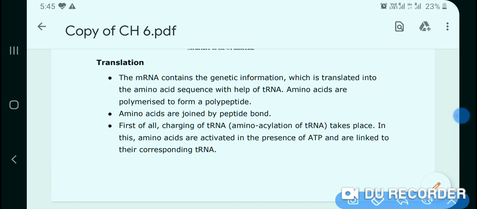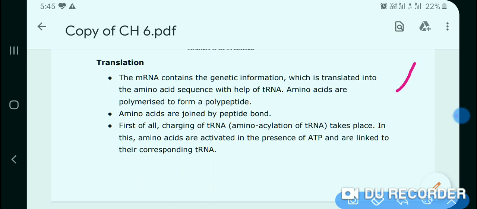Simply, you know that the synthesis of protein from messenger RNA is known as translation. You have already studied the central dogma of molecular biology, and here the amino acids are polymerized. That means different amino acids are joined in a proper sequence to form a polypeptide chain, which is a protein. Here the question arises: who guides the different amino acids to join in a proper sequence?